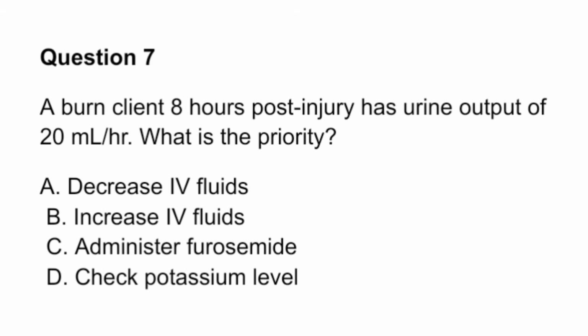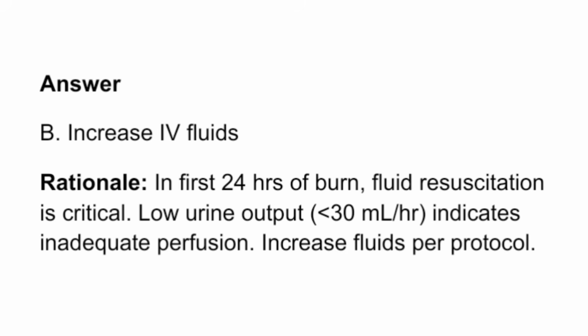Question 7. A burn client 8 hours post-injury has urine output of 20 milliliters per hour. What is the priority? A. Decrease IV fluids. B. Increase IV fluids. C. Administer furosemide. D. Check potassium level. The answer is B. Increase IV fluids. The rationale is in the first 24 hours of burn, fluid resuscitation is critical. Low urine output, less than 30 milliliters per hour, indicates inadequate perfusion. Increase fluids per protocol.